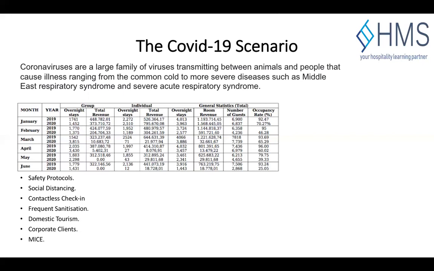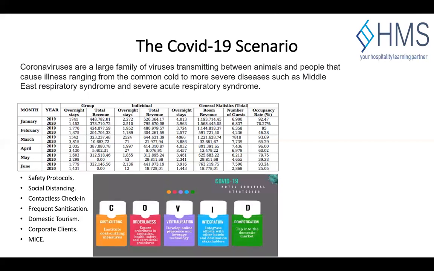Then again, MICE, we can rely on banquets and weddings, because each year in India, especially in the months of November, December, January, and February, it is known as the wedding season, and many weddings take place. And this is a wonderful avenue for hotels to generate sufficient revenue and therefore sustain in the market, especially in the COVID season.